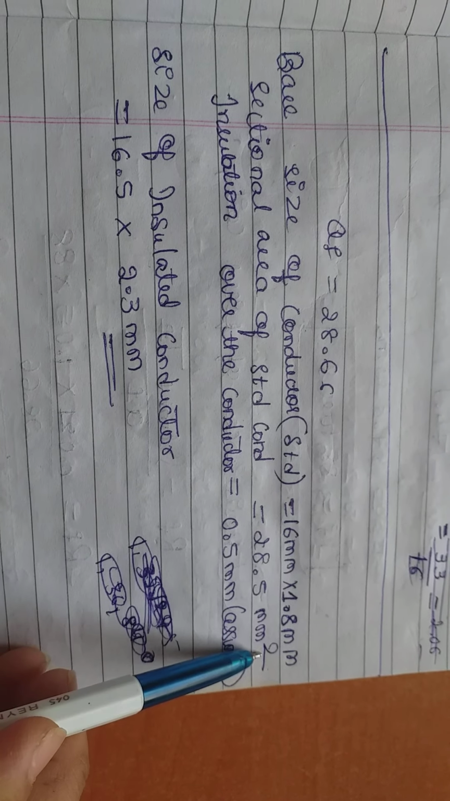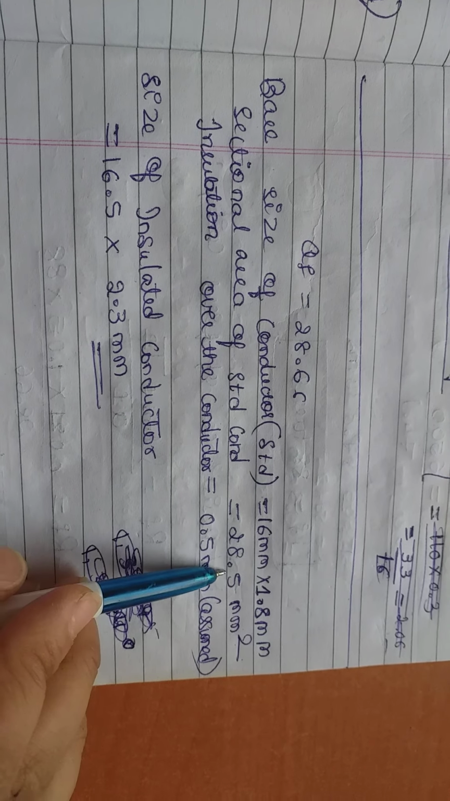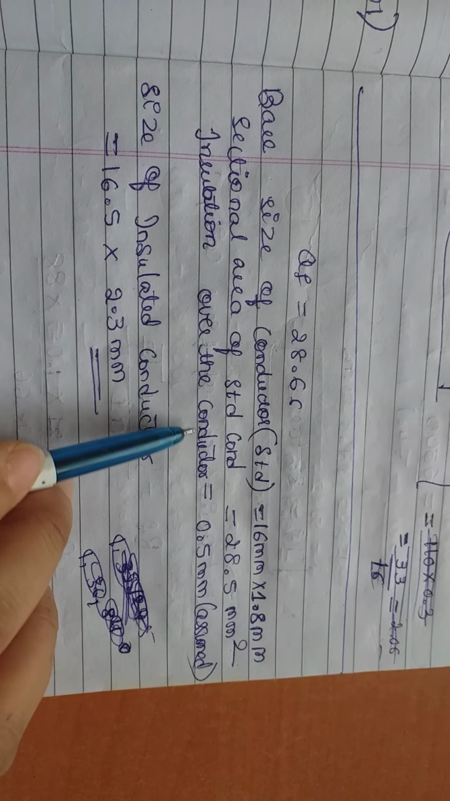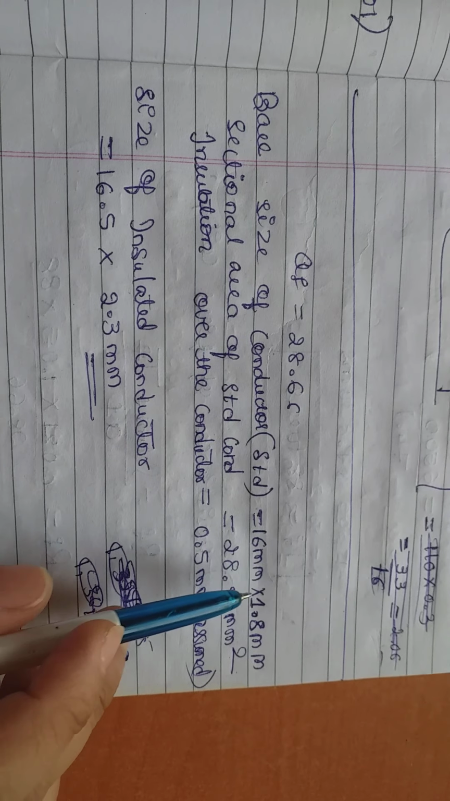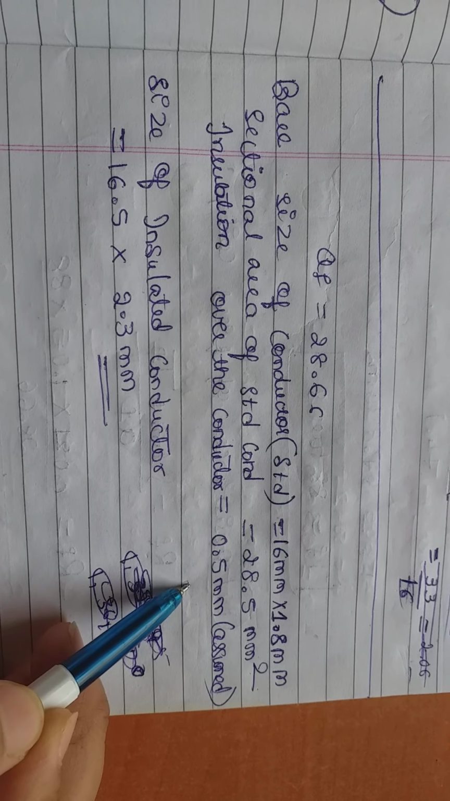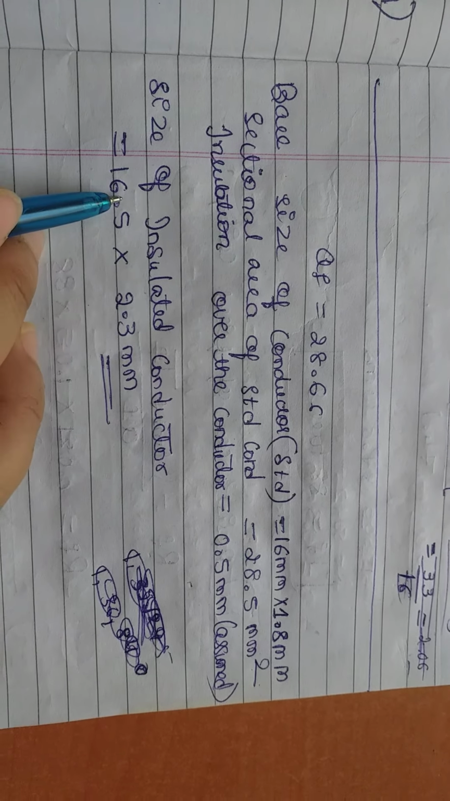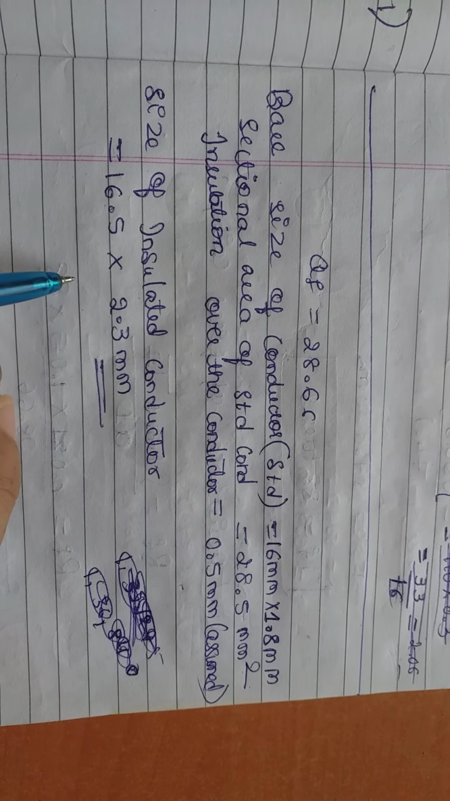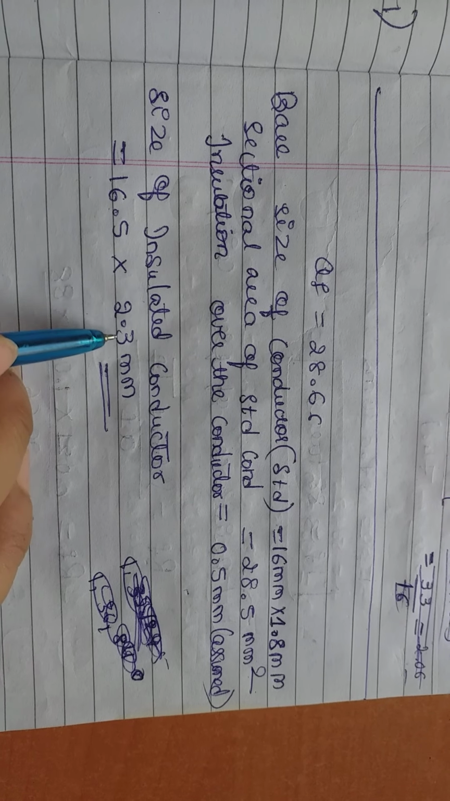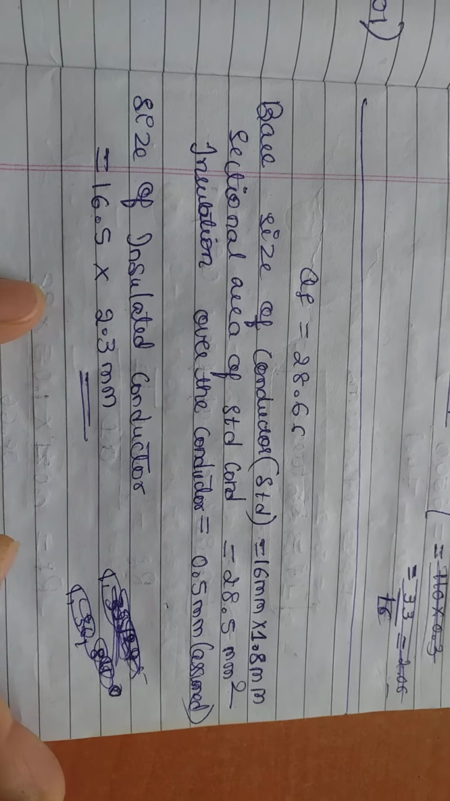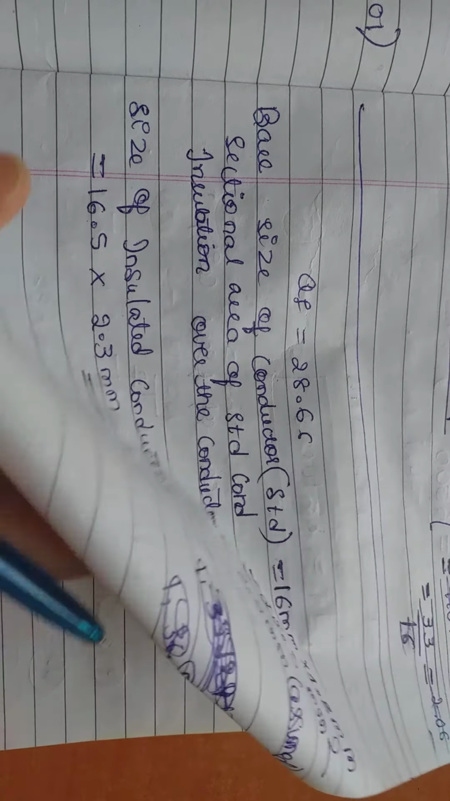Now the sectional area of the standard conductor is 28.5 millimeters square. Insulation over the conductor we are taking as 0.5. So what is the size of the insulated conductor? It will be 16.5, 16 plus 0.5 it will become 16.5, 1.8 plus 0.5 it will become 2.3 mm.